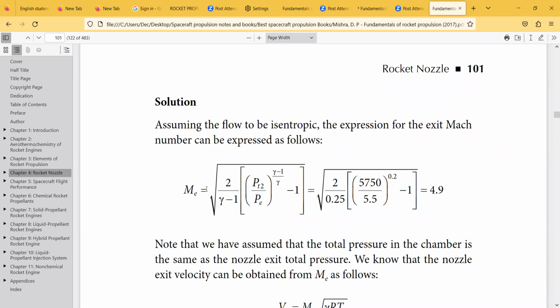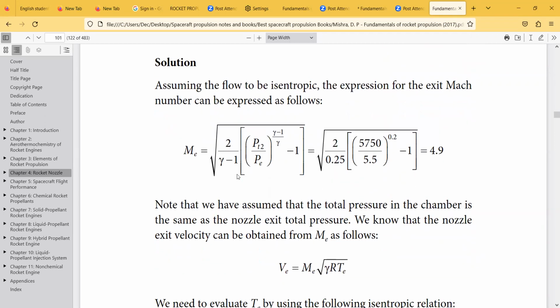This formula gives the exit Mach number, because exit Mach number is related to exit velocity. So V_E is equal to M_E times the square root of gamma R T_E. This gamma R T_E is the sound speed of the particular gas. This is the speed of sound.